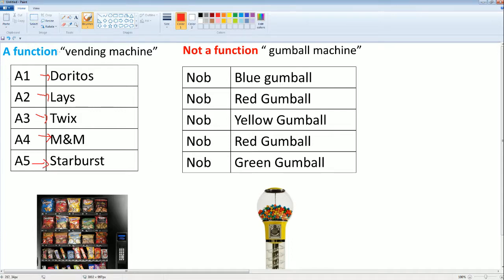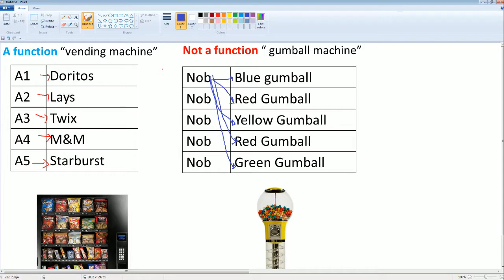So a vending machine works like a function, but a gumball machine does not work like a function. Why does it not work like a function? Because look at the input. The input here is the knob. If I turn the knob, that gets me a blue gumball. If I turn the knob, it might get me a red gumball, or a yellow one, or a red, or a green. Here, you do not know what you get.